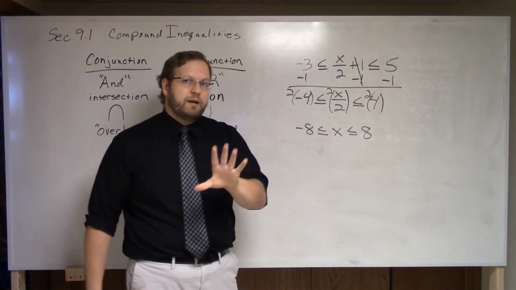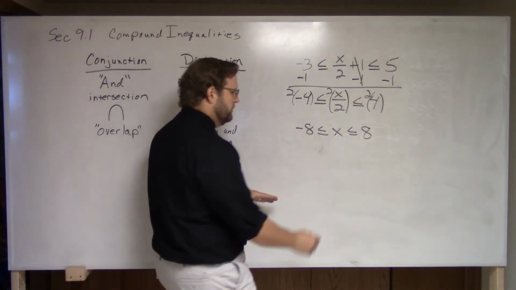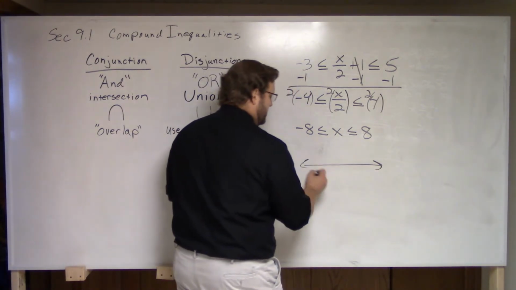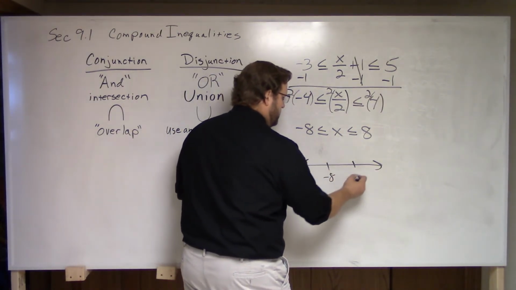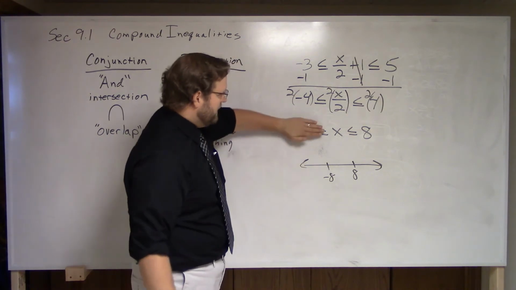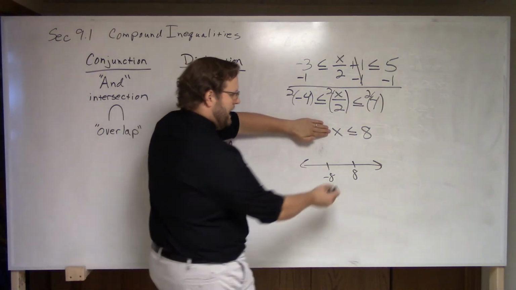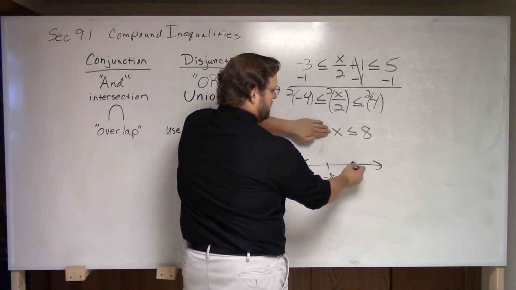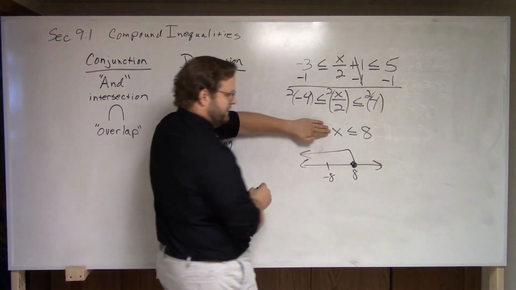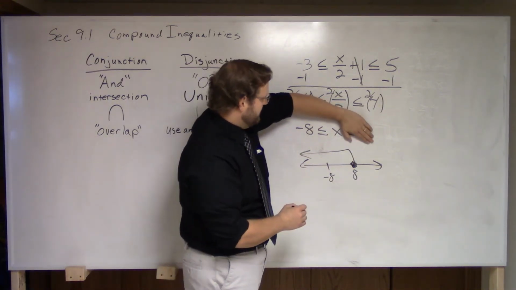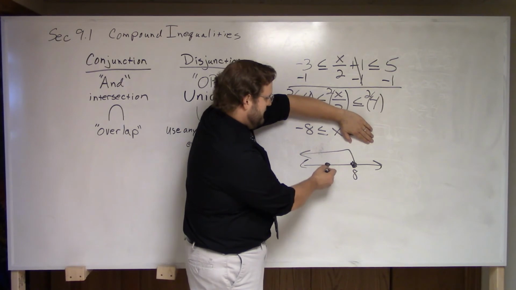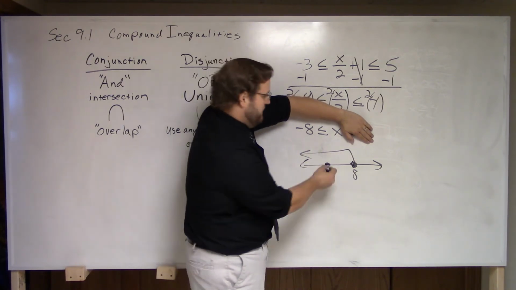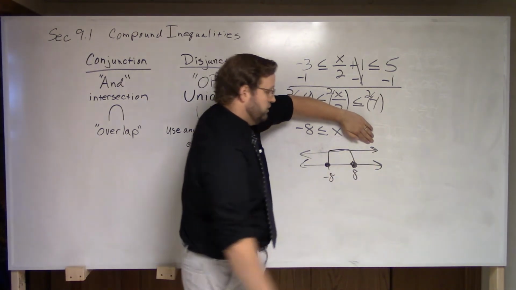Now, if you wanted to graph it, I'm just going to show you this in this one example. Let me show you how that's done. You have negative 8, you have 8. If I were to graph this, I would have a closed dot here, and I go less than 8. If I graph this, I have a closed dot here, but I want to go bigger than negative 8. So I'd go that way.